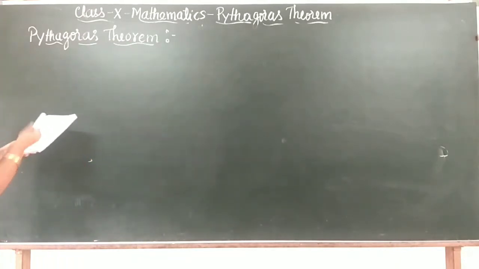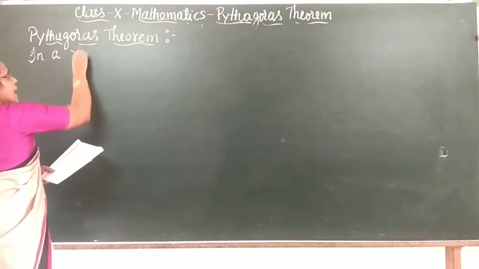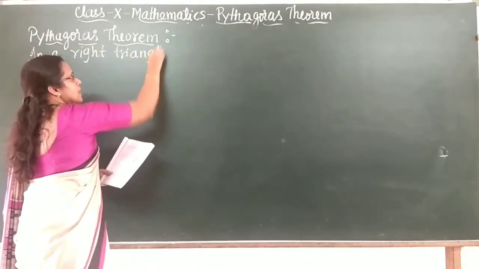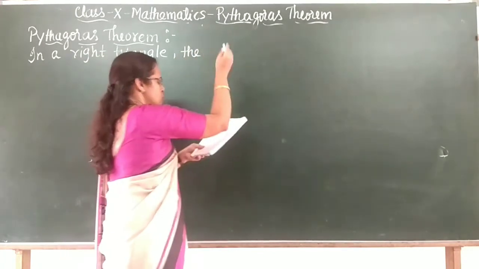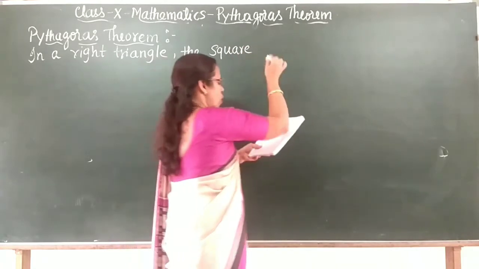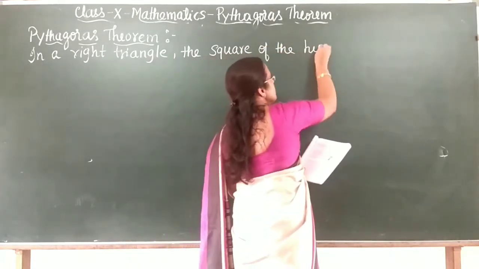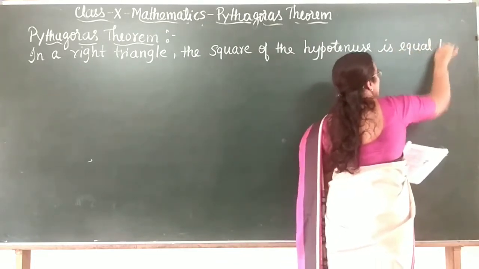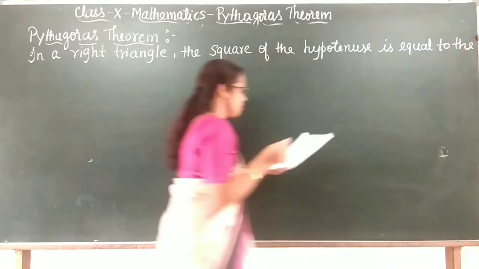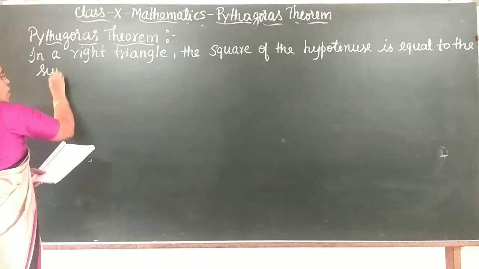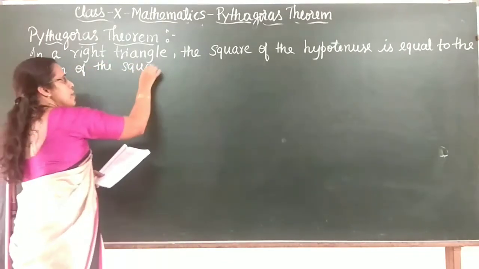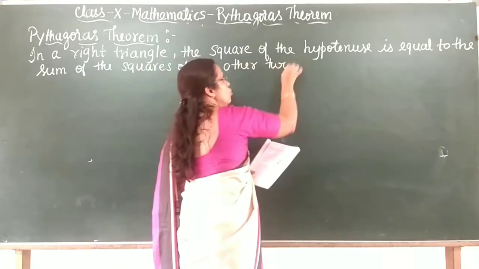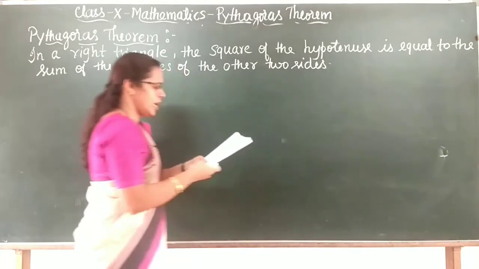What does he say here? In a right triangle, the square of the hypotenuse is equal to the sum of the squares of the other two sides. Sum of the squares of the other two sides.